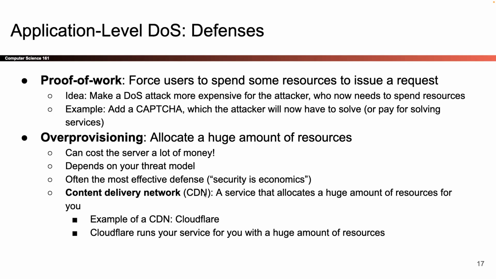Okay. Quick final note on this slide: sometimes if you don't want to over provision, because that's going to cost you a lot of money, you can use something called a content delivery network, which I find really cool. The idea is kind of like insurance. Does everyone know how insurance works? Everyone good at being adults and thinking about insurance?